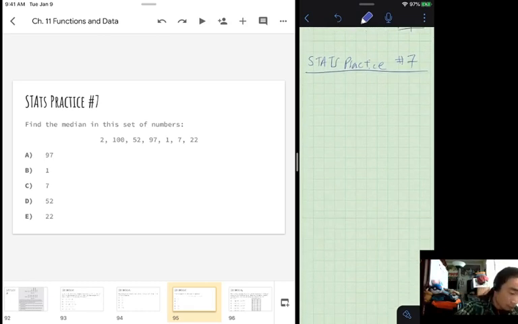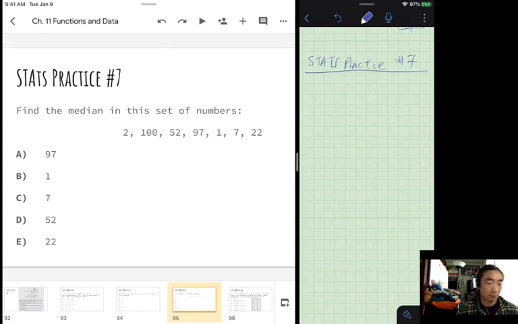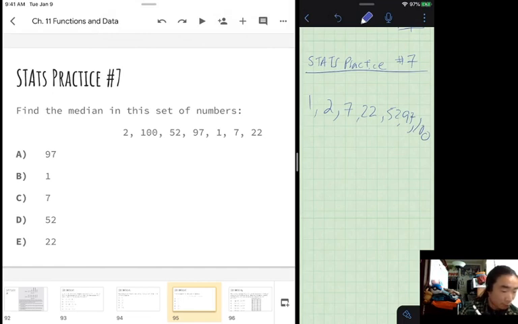Well, this one I can zoom in a bit. Find the median. So I'll just start sorting them. That should be your first step here. 1, 2, 7, 22, 52, 97, 100. And then you begin crossing things off. You know for sure it's not 1 or 97, right? Because those are too big.